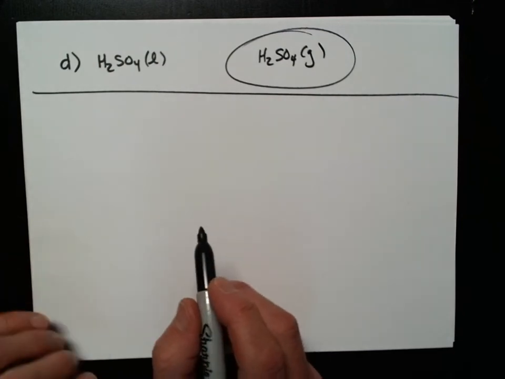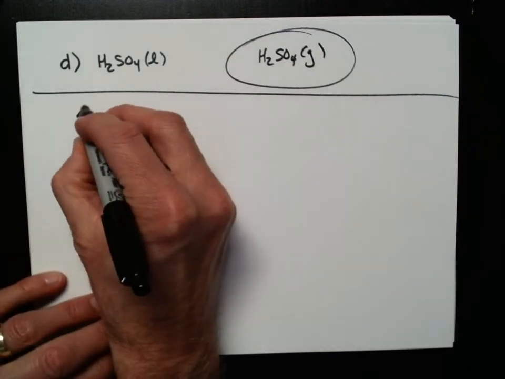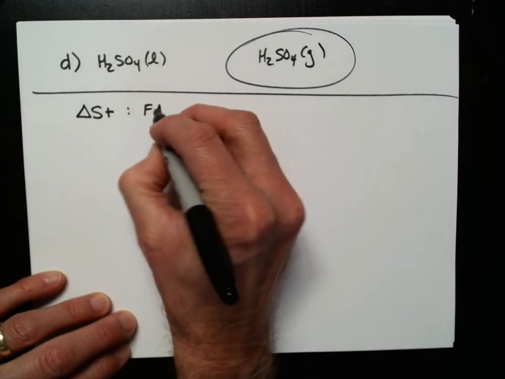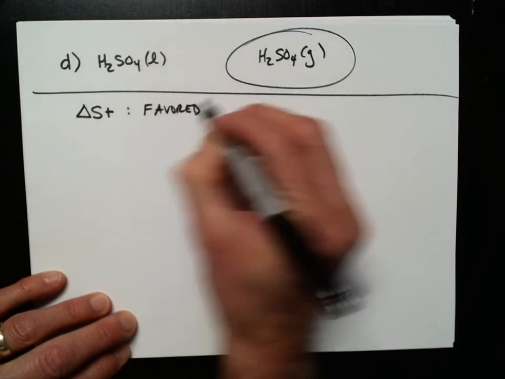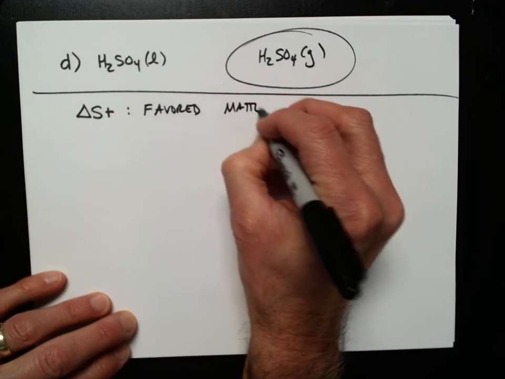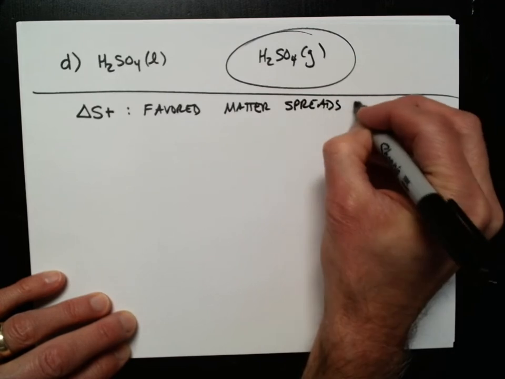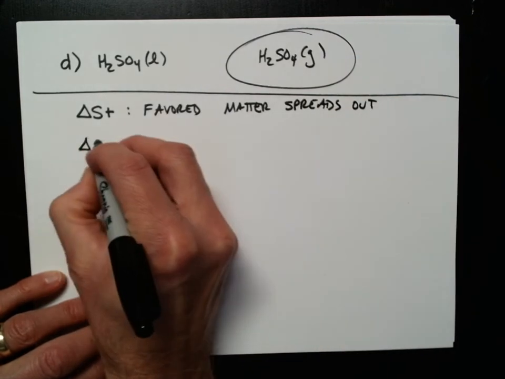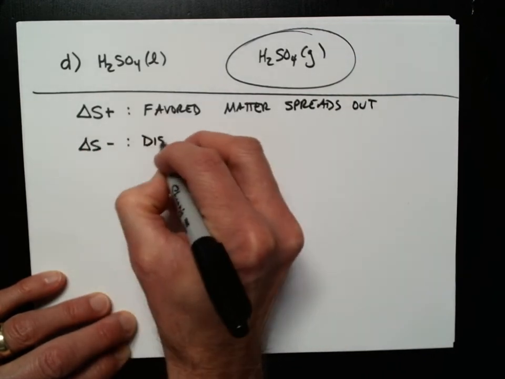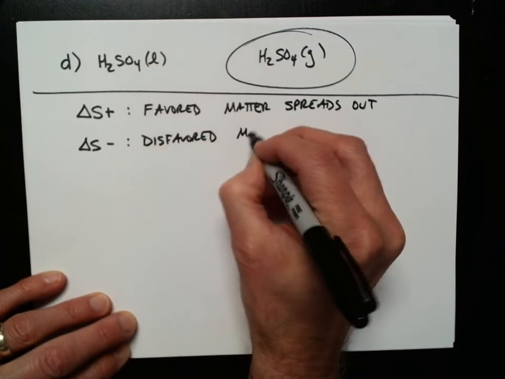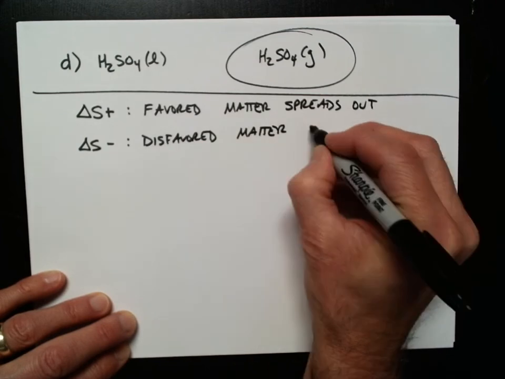Now we've already recognized that processes with delta S positive are favored, matter spreads out. And delta S negative is disfavored, matter tends to concentrate.